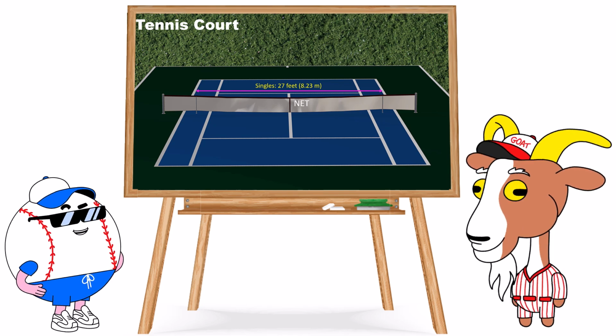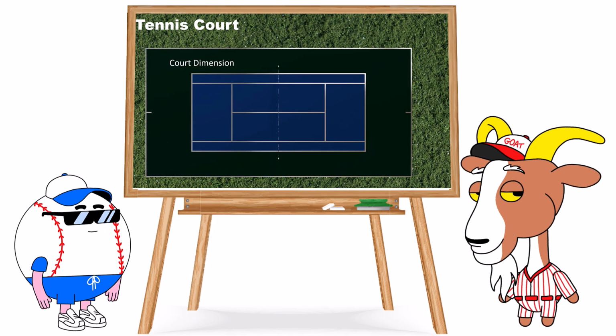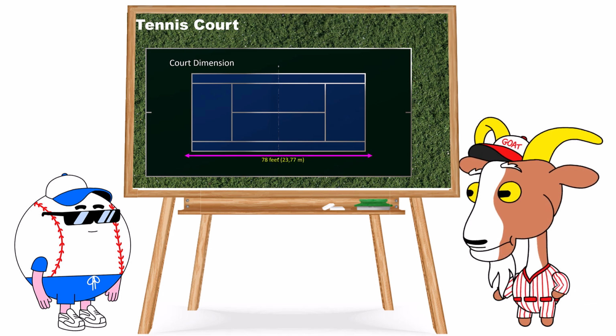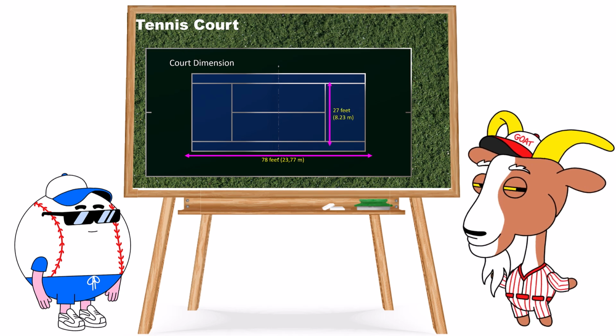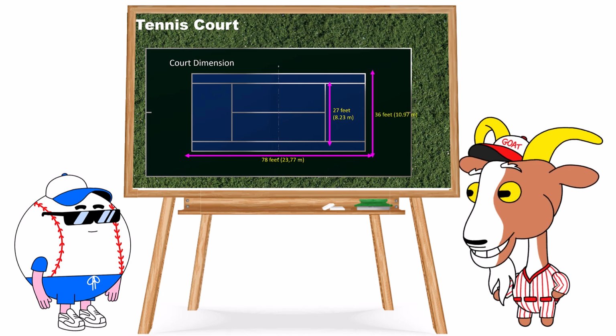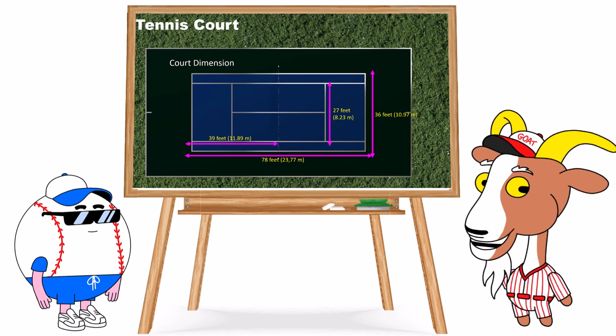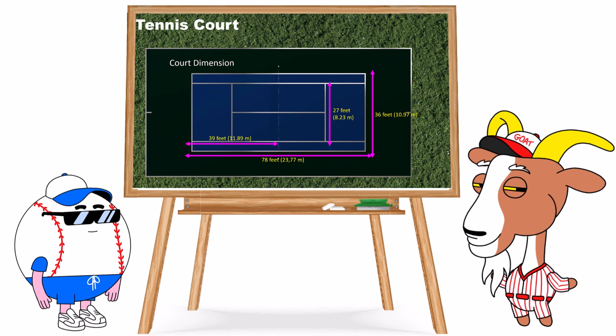Thanks, Mr. GOAT. Could you also go over the court dimensions? Of course. The entire tennis court measures 78 feet, 23.77 meters, long and 27 feet, 8.23 meters, wide for singles, or 36 feet, 10.97 meters, wide for doubles. The distance between the baseline and the net is 39 feet, 11.89 meters on each side.